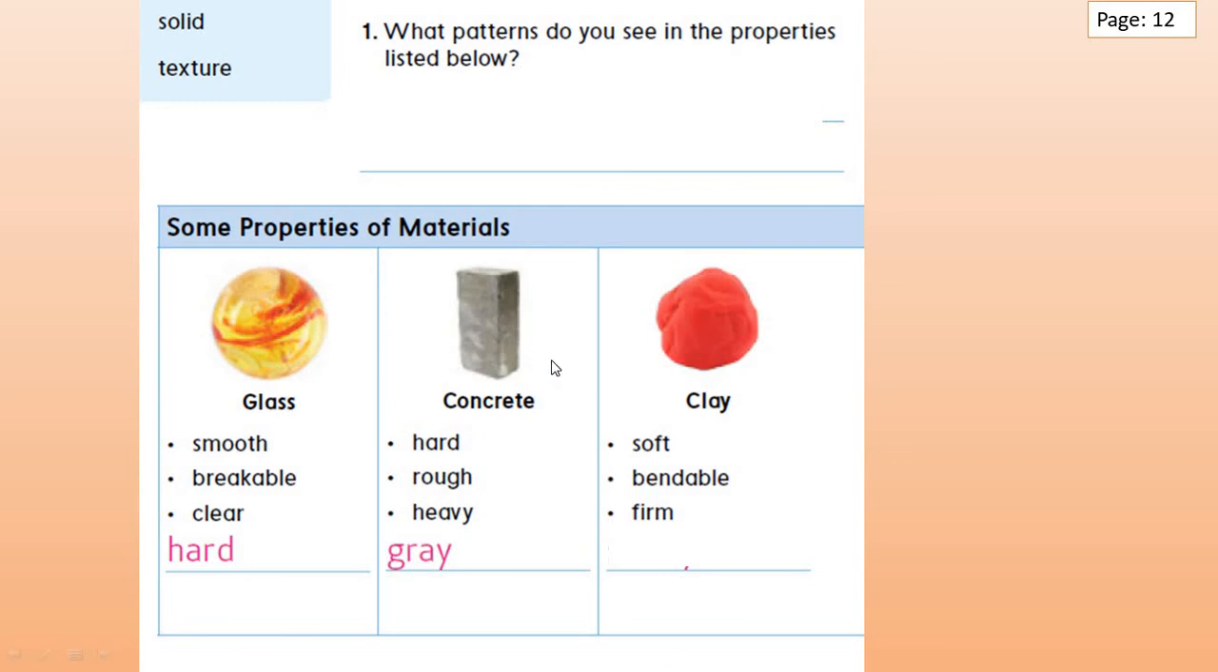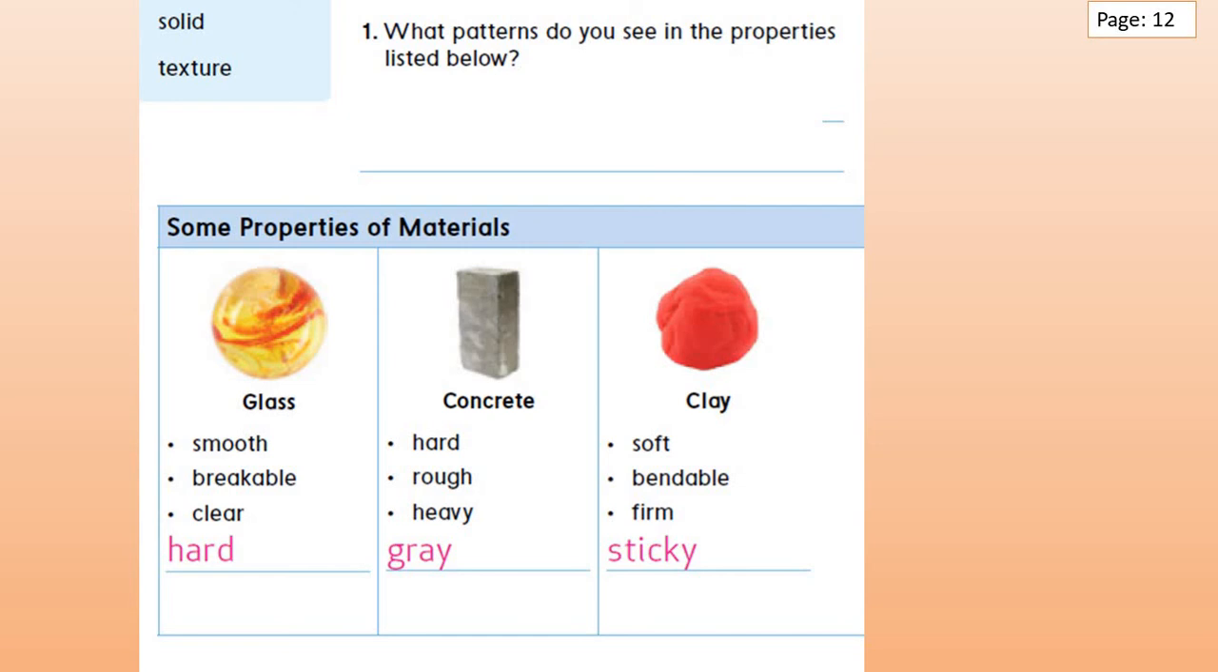What about the clay? Is it sticky or not? What do you think, grade 2? It's sticky. Excellent. Can you think about another example for sticky objects? What do you think, grade 2? What about the gum? It's sticky also.